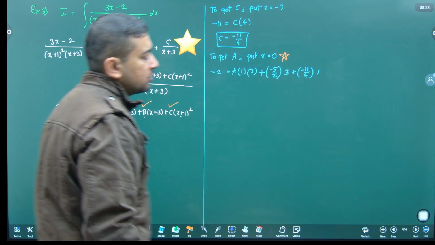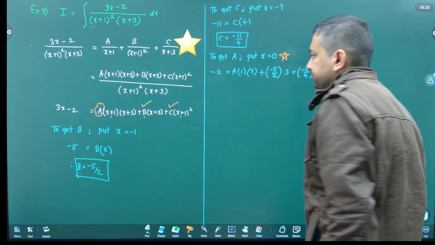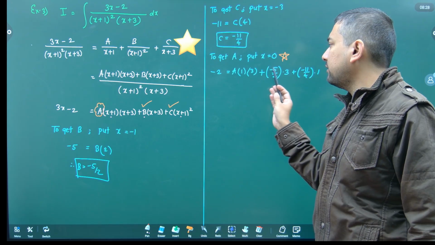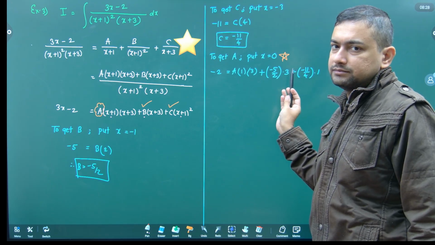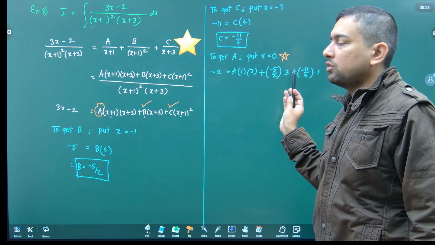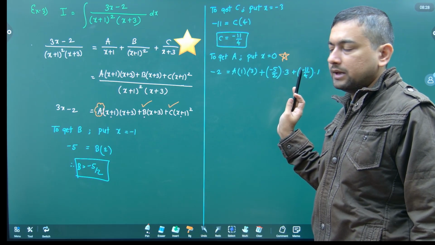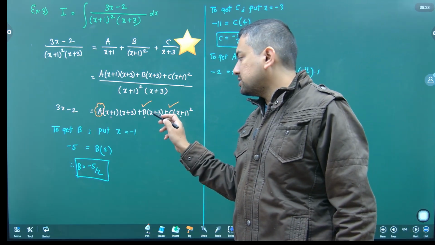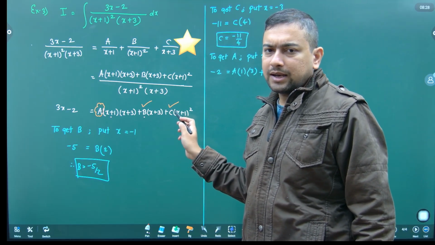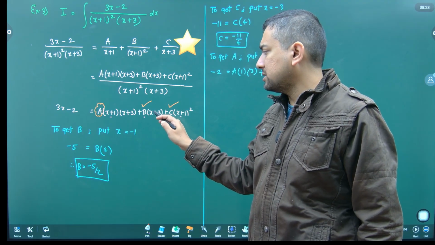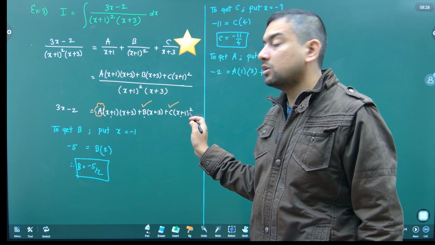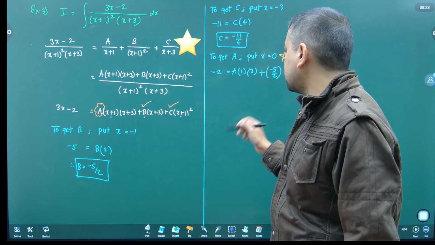See what happened, most of the students, they will put x is equal to 0 and they will not write B and C term. Okay, it will give you wrong value of A. Correct? Because when you are putting x is equal to 0, B and C, whether they are getting 0, no. Okay, it is 0 plus 3. It is not 0 into 3, it is 0 plus 3. 0 plus 1. Correct? Okay, so let us solve this.